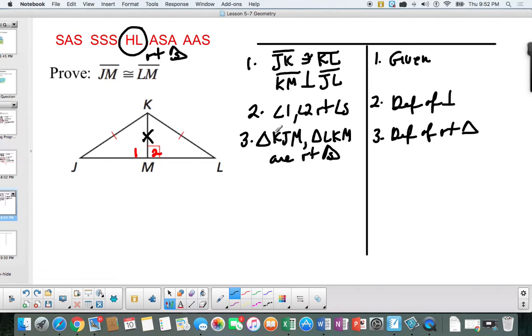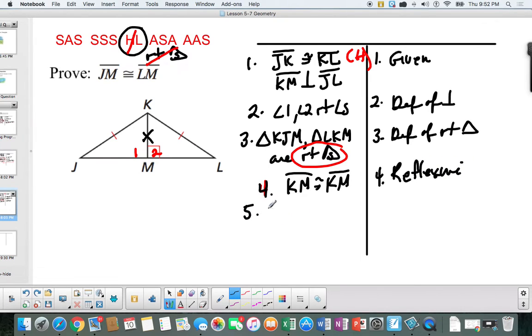So I have my H pair right here. Here's my H, and I have my right triangles right here. So I have my H pair and my right triangles. And so the last step to get all of this in is my leg, and my leg comes from KM congruent to KM, and that's reflexive.